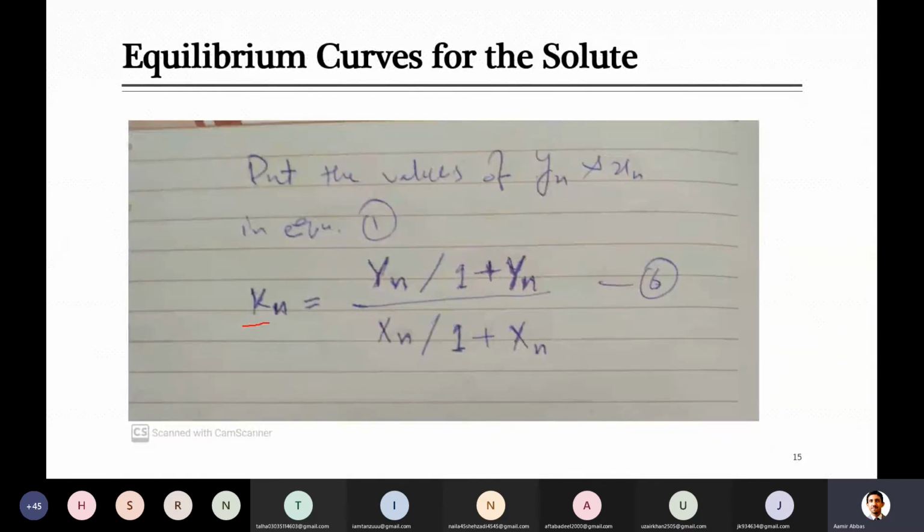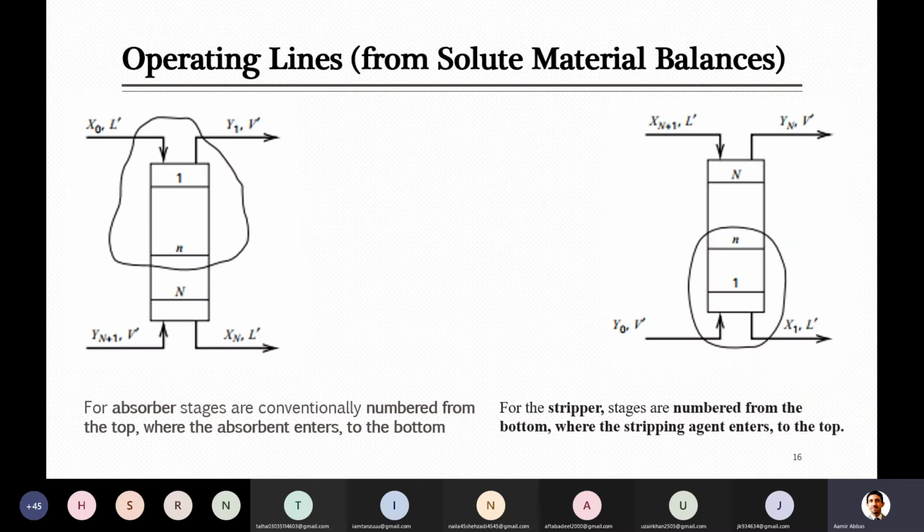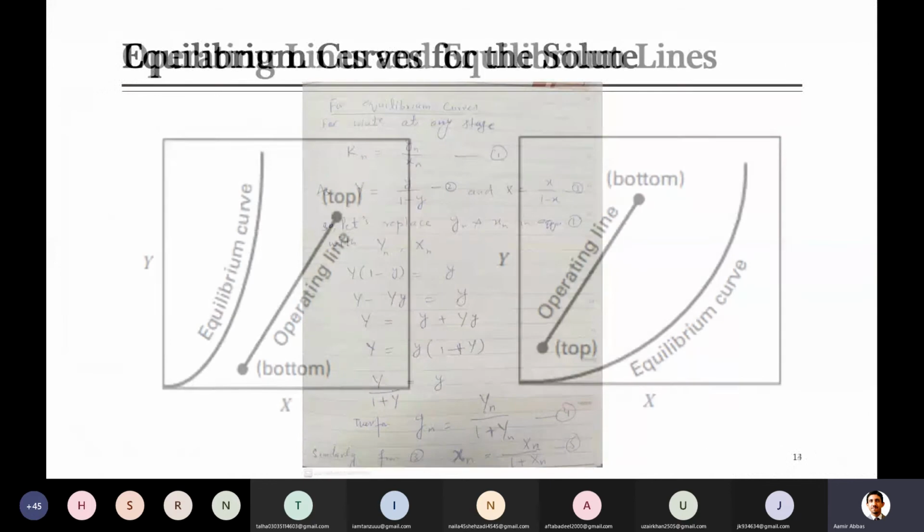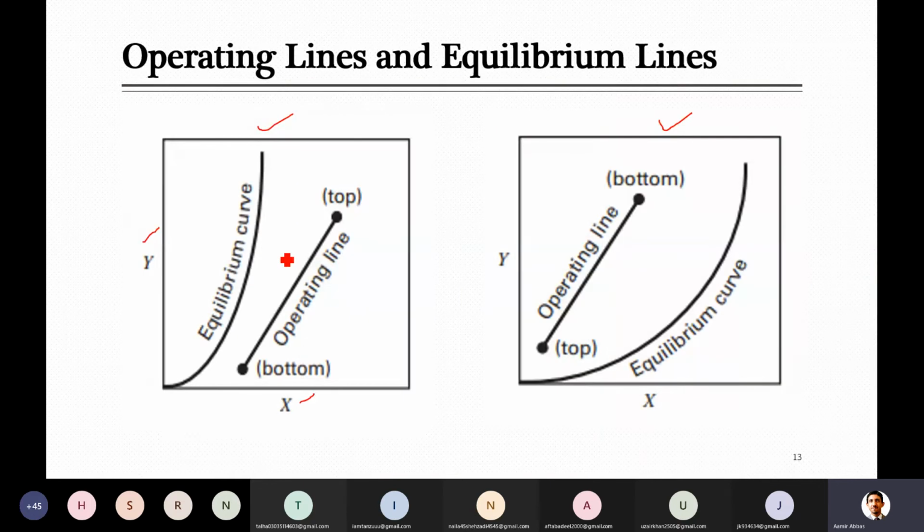Okay, otherwise the next part is about the operating line, how we can get some equation which will help us to draw the operating line, because to find the number of trays for the absorber as well as for the stripper, you will need both of the lines. Like here in this diagram, for example, you can see the equilibrium line and the operating line for the absorber and stripper, both.